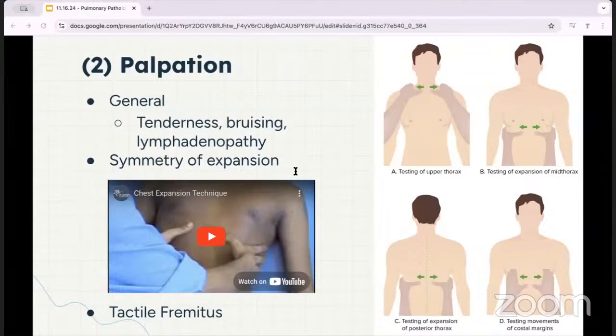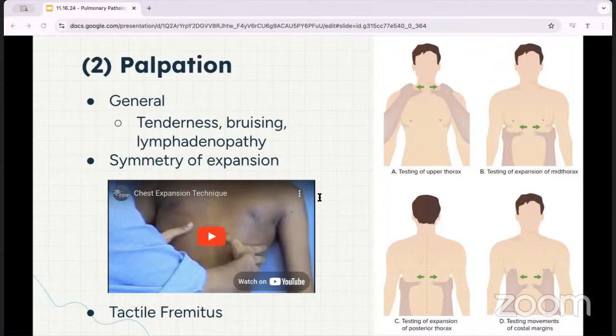So you can check for tenderness, like if the patient feels pain when you press on their chest, it could point to a rib fracture or maybe a muscle injury. Also bruising: bruises on the chest might indicate trauma, like a car accident or a fall, which could also affect the lungs. And also lymphadenopathy, where you can feel for swollen lymph nodes, especially near the neck and the armpits. Swollen nodes might suggest infections or even more serious conditions like cancer.